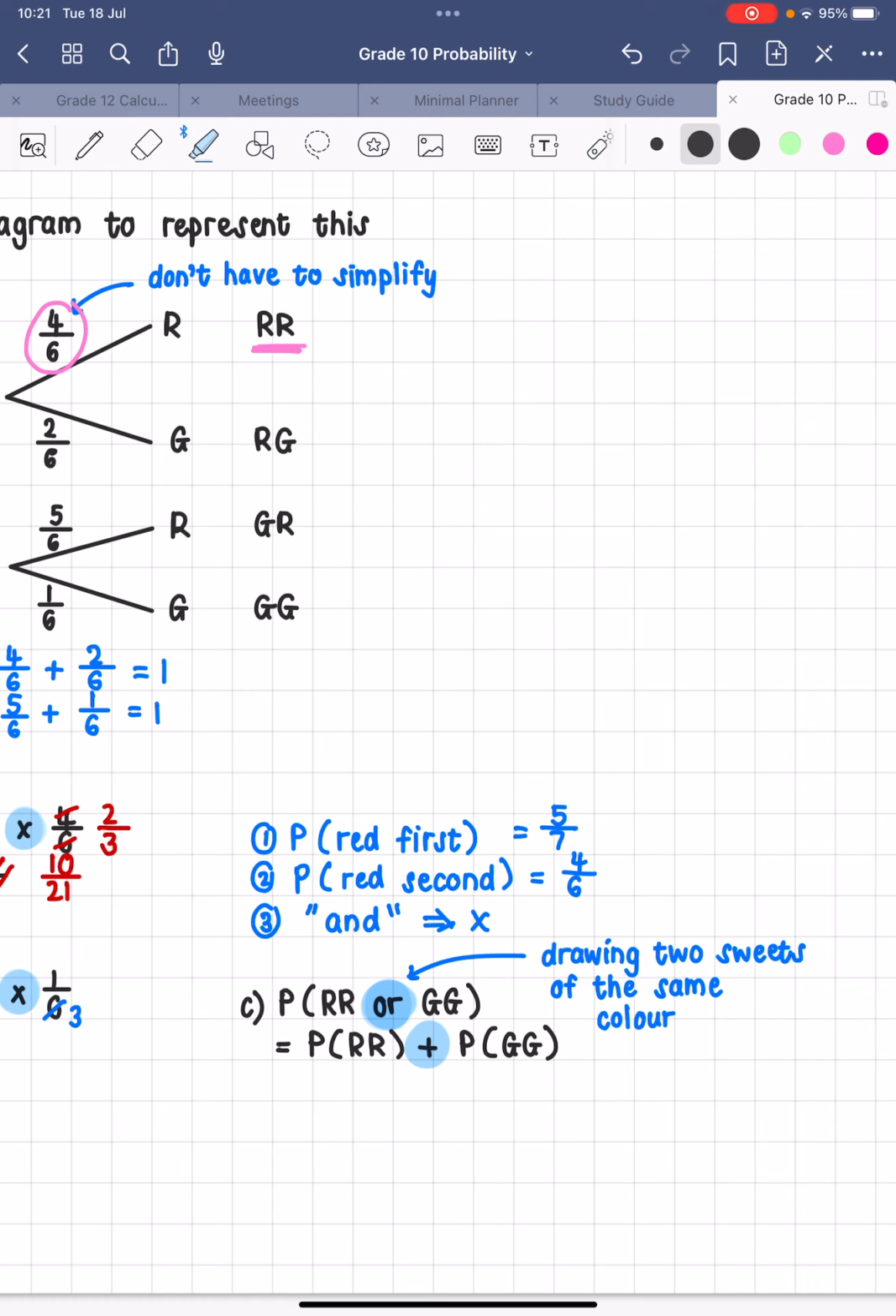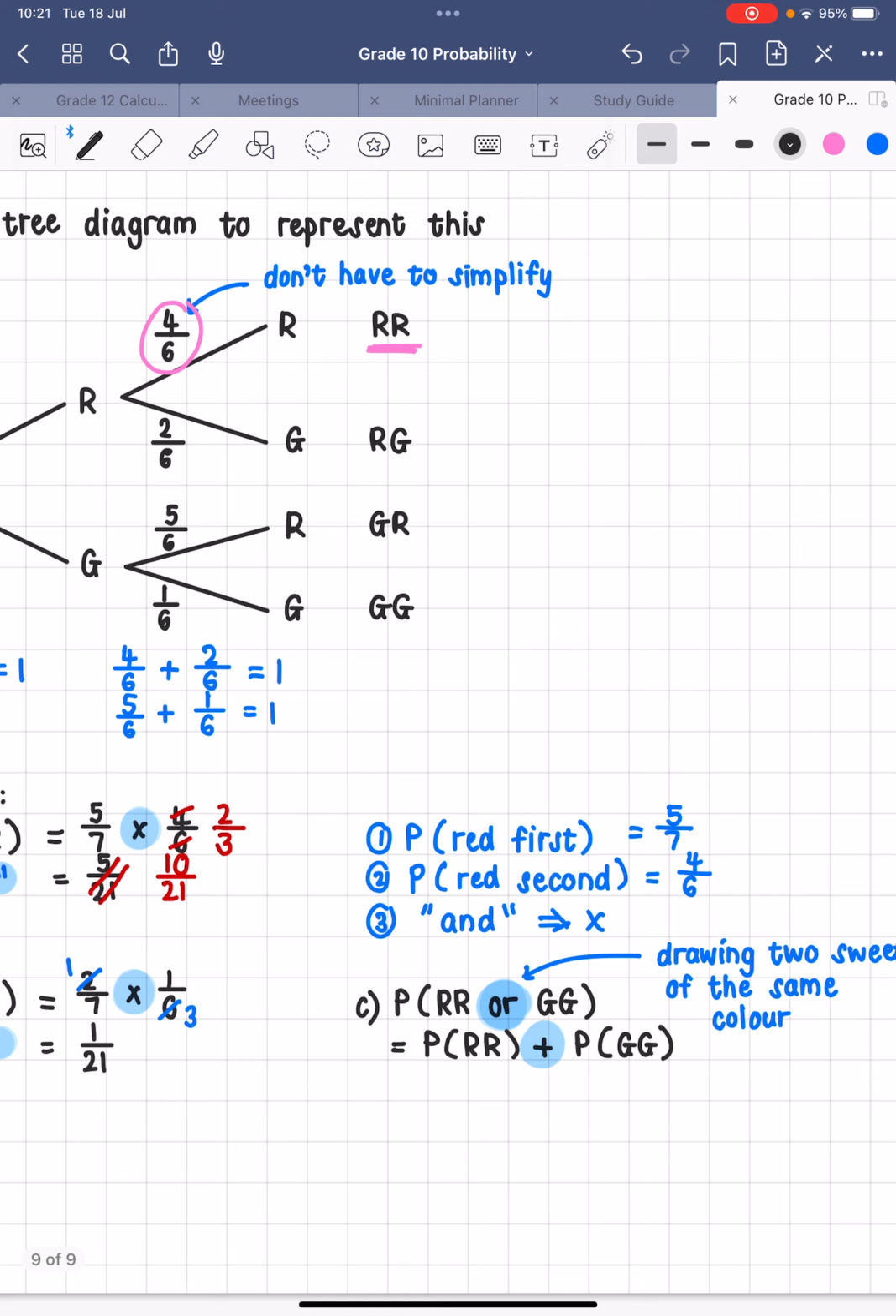And now, guys, we've actually already calculated these 2 separate probabilities, right? We know what the probability of 2 red sweets is. What is that? 10 over 21. That was the answer to my first question. So we're going to say 10 over 21, and we are going to add the probability of 2 green sweets. So that is going to be 1 over 21. So my answer is going to be 11 over 21.